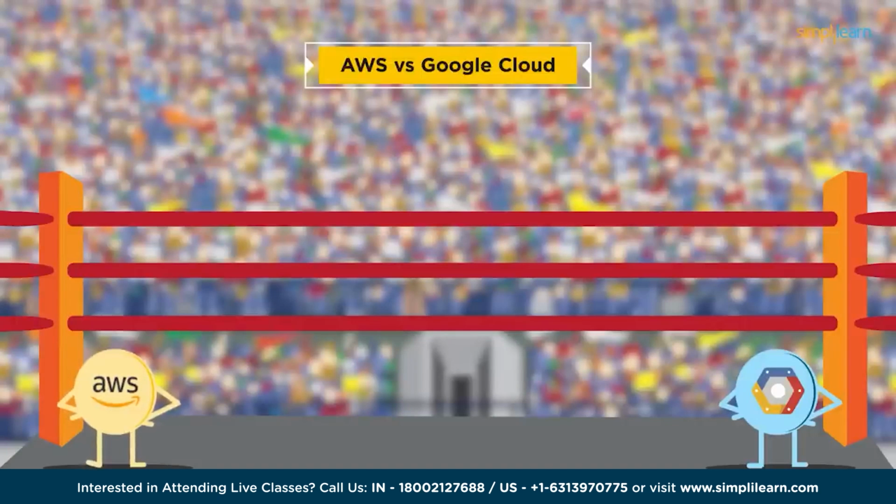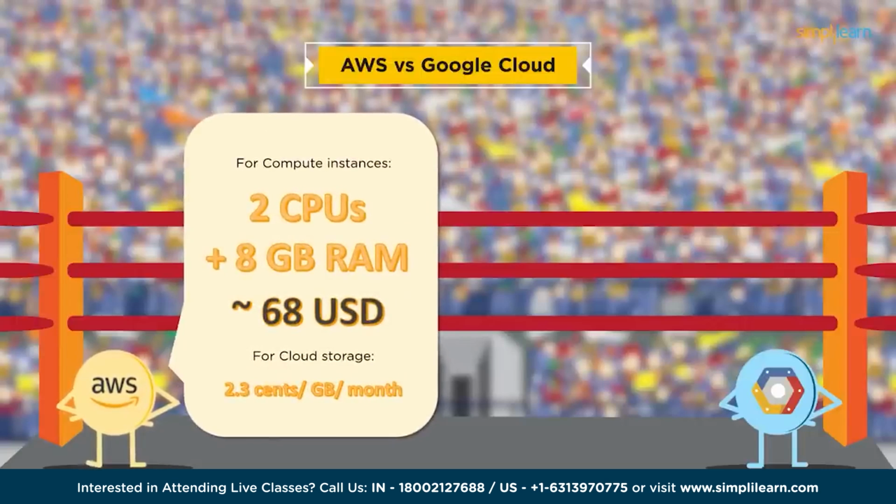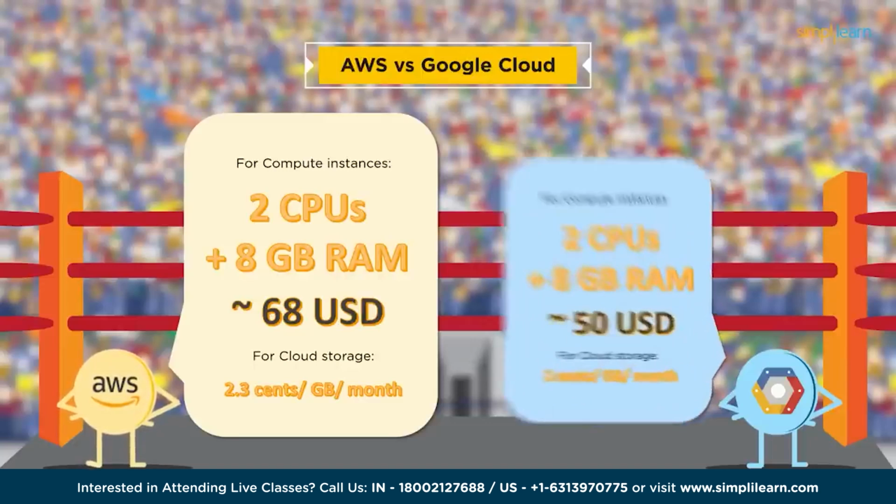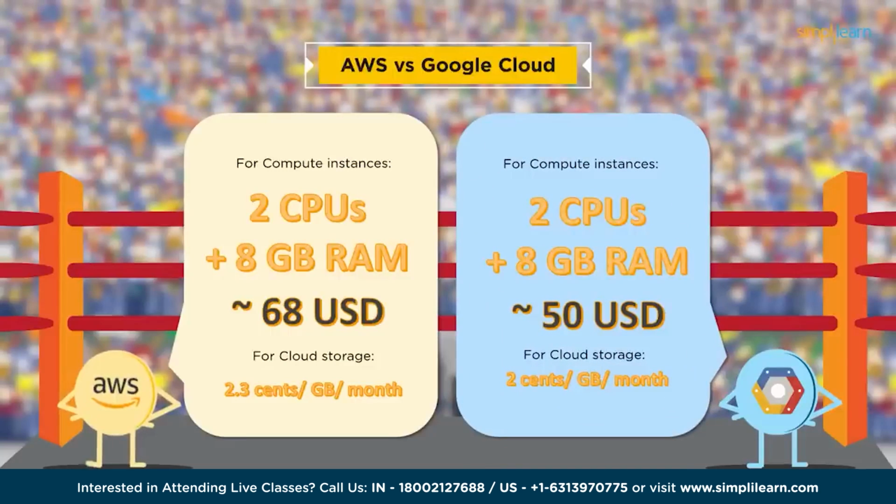For starters, let's compare pricing. For AWS, a compute instance of 2 CPUs and 8 GB RAM costs approximately $68. Now, a compute instance is a virtual machine in which you can specify what operating system, RAM, or storage you want to have. For cloud storage, it costs 2.3 cents per GB per month with AWS. You really want to do that? Because GCP wins this hands down. Let's take the same compute instance of 2 CPUs with 8 GB RAM. It will cost approximately $50 per month with GCP. And as per my calculations, that's a 25% annual cost reduction when compared to AWS. Talking about cloud storage costs, it is only 2 cents per GB per month with GCP. What else do you want me to say?